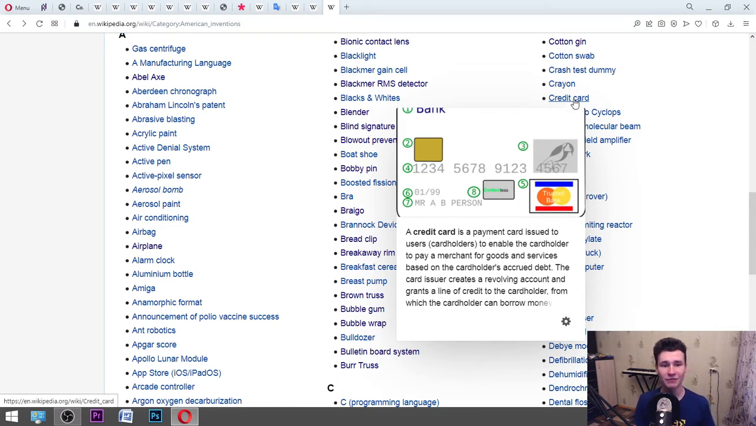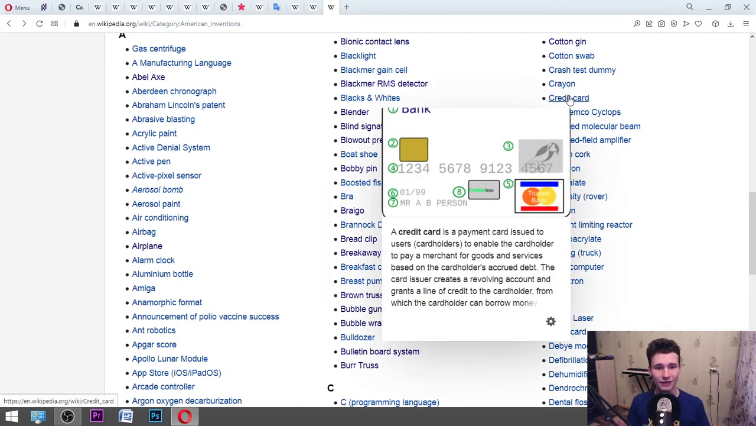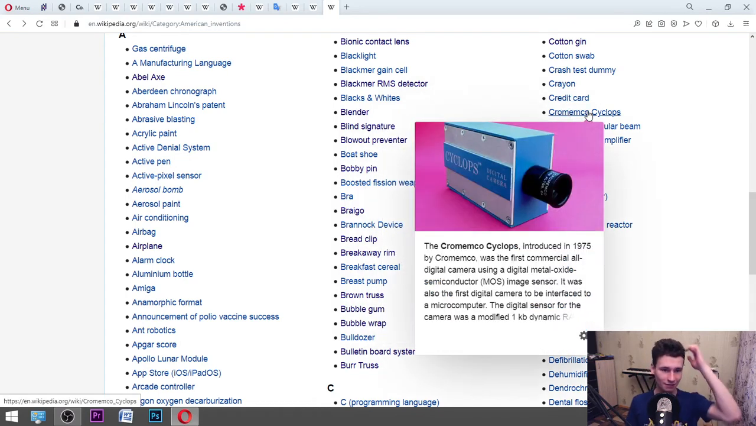A credit card is a payment card issued to users, cardholders, to enable the cardholder to pay a merchant for goods and services based on the cardholder's accrued debt. The card issuer creates a revolving account and grants a line of credit to the cardholder. Okay, it is specific like things.